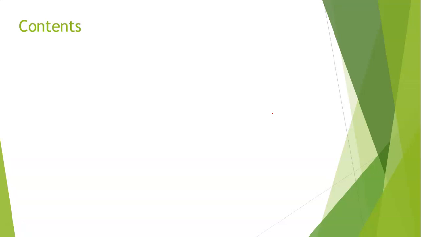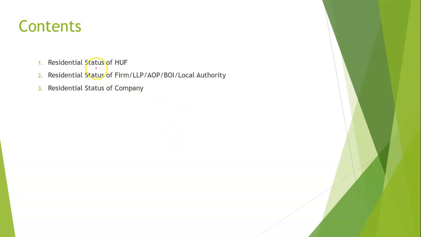So just like that, we have certain methodologies for finding residential status of the other categories of assessees. Categories like HUF, companies, AOPs, BOI, LLP, firms, etc. So as I said, the contents of this study is going to be the process of determination of residential status of an HUF, the process of determination of residential status of a firm, LLP, AOP, BOI, and local authority, which happens to be the same process. That is for all these 5 categories: firm, LLP, AOP, BOI, and local authority. The process of determination of their residential status is one and the same.